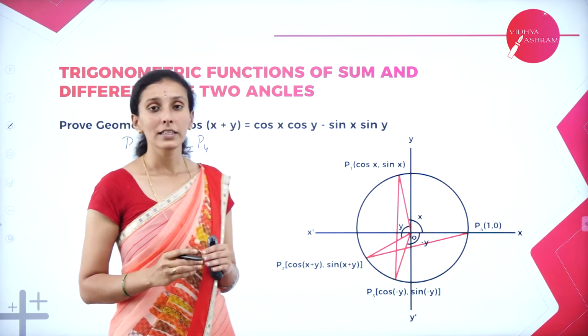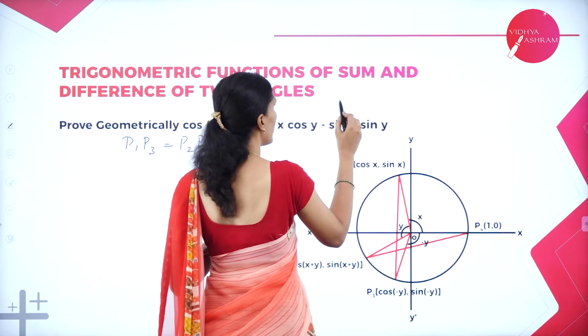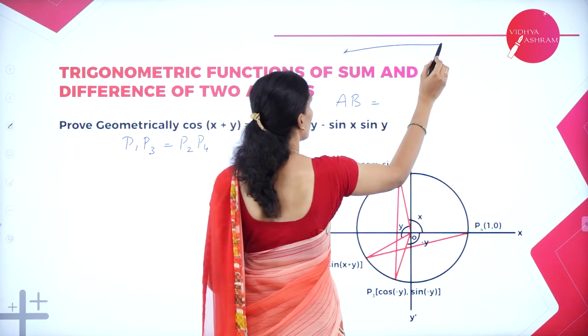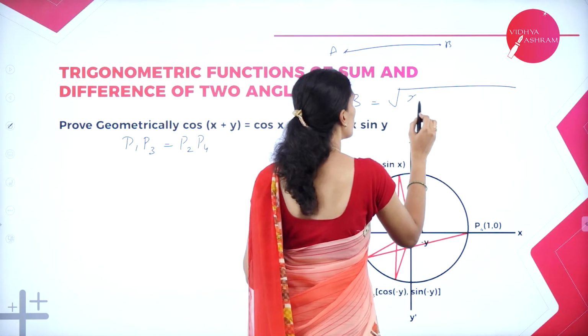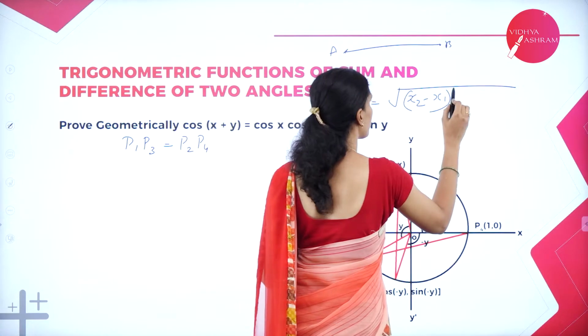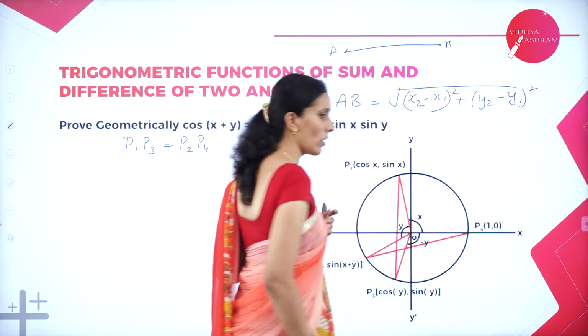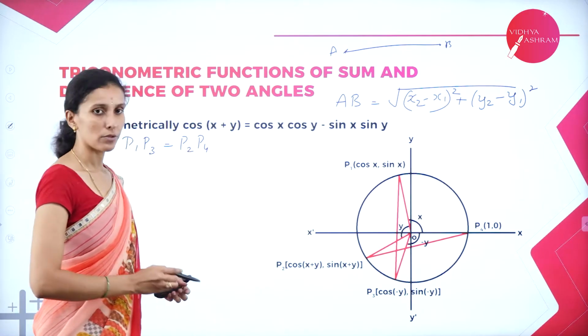Now, you remember the distance formula from your earlier classes. Suppose you have a line AB, this is your point A, point B. Then the distance is given as the square root of x2 minus x1 whole square plus y2 minus y1 whole square. The same concept we are using to find the distance of P1 P3 and P2 P4.